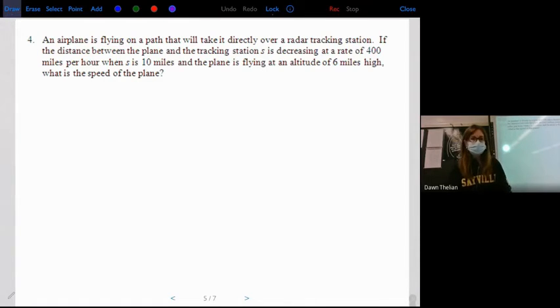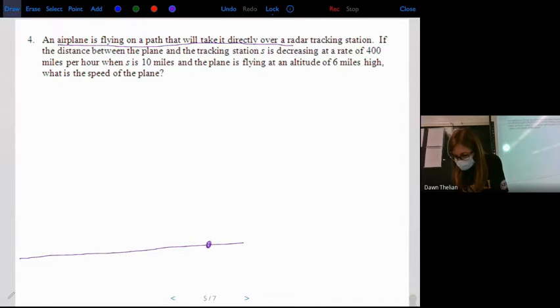Related rates questions, you have to read, I would say, a minimum of 4 times, because you've got to first read it, get an idea, and then go through and dissect it and draw a picture. So we have an airplane flying on a path that will take it directly over a radar tracking station. All right, so here I'm going to draw the ground, and I'm going to put my radar tracking station here on the ground, and my airplane is in the sky.